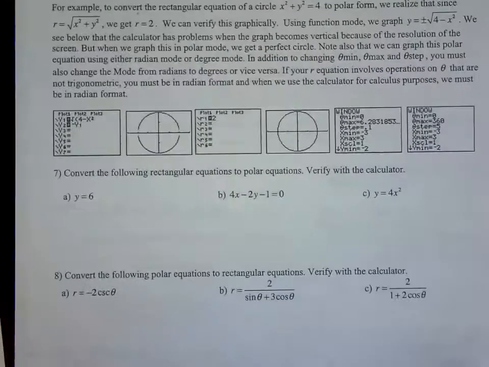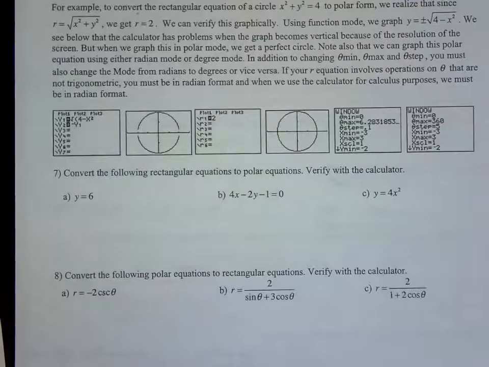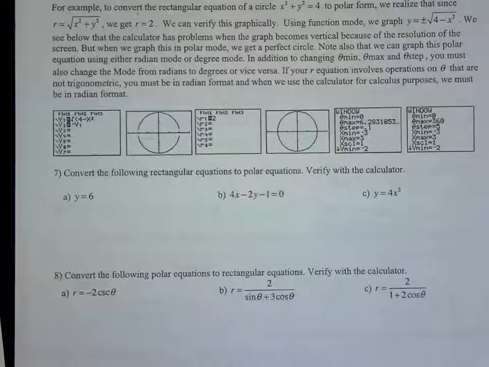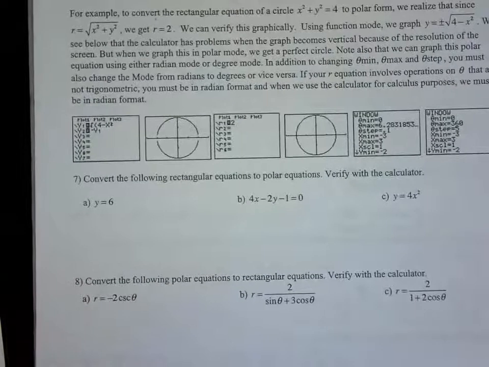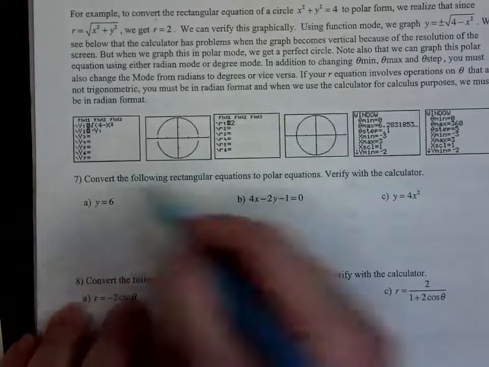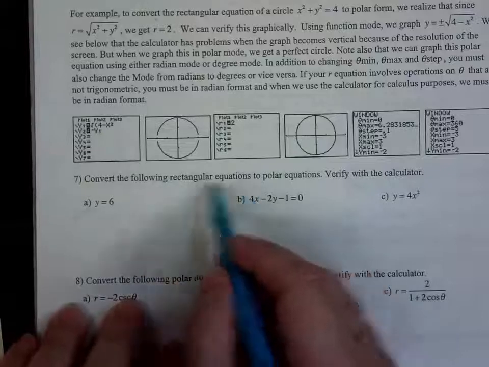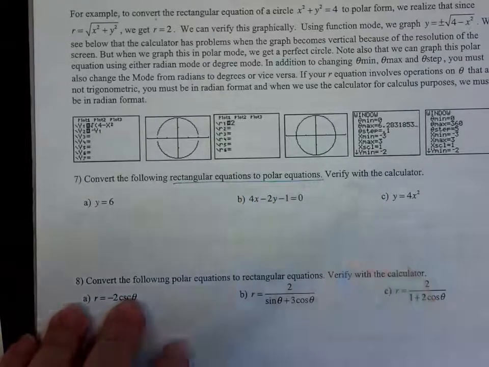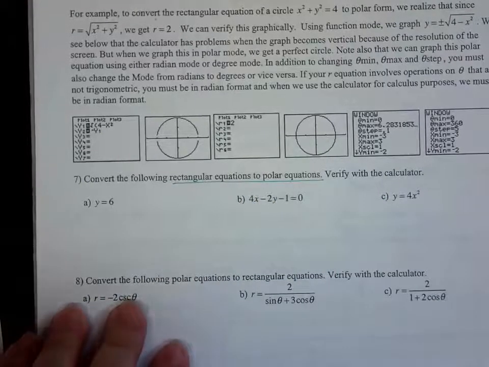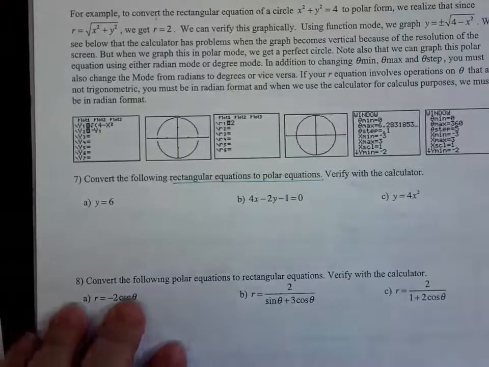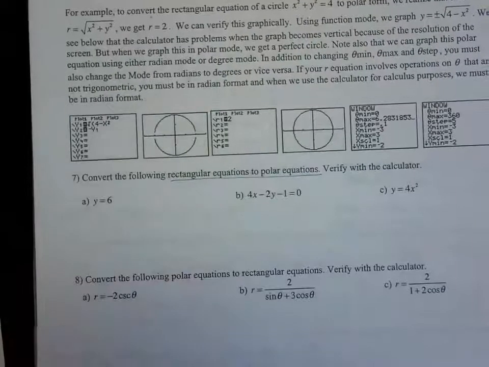Now, we have written points from rectangular to polar. We've changed from polar to rectangular. Now we're going to change equations from polar to rectangular and rectangular to polar. So, let's look at number 7. Convert the following rectangular equations to polar equations, and we're going to verify with the calculator. We're going to graph in polar in just a minute. All right? So, y equals 6.